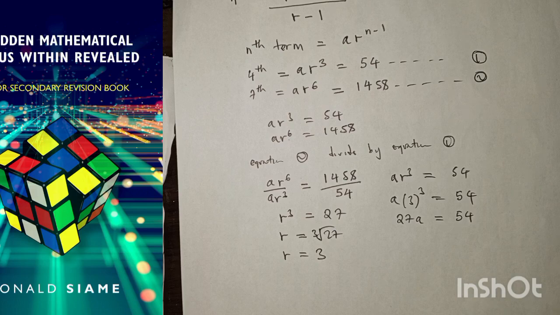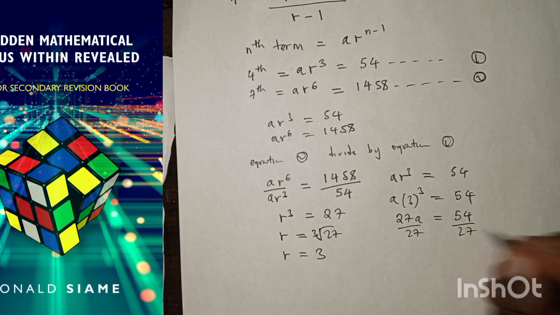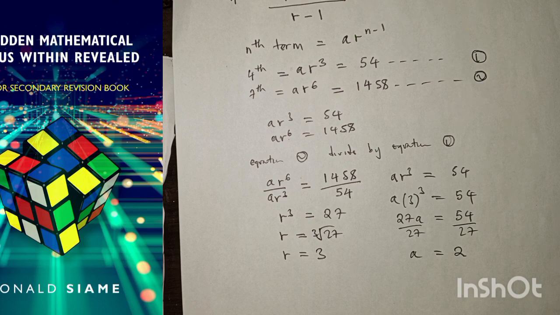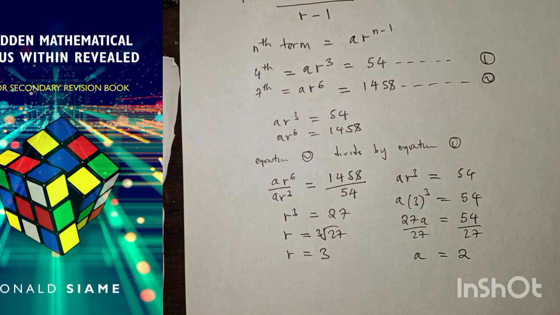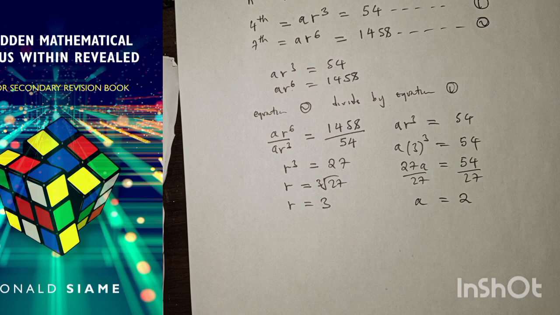Okay, so we are solving for a. Since we are solving for a, we are going to divide by 27 on both sides of the equation. So over 27, and this side over 27. So 27 and 27 cancel out. So we have a is equal to 54 divided by 27. Yes, you get 2. Okay, so we have the value of a and the value of r. So now we can calculate the sum of the first 10 terms of the GP.